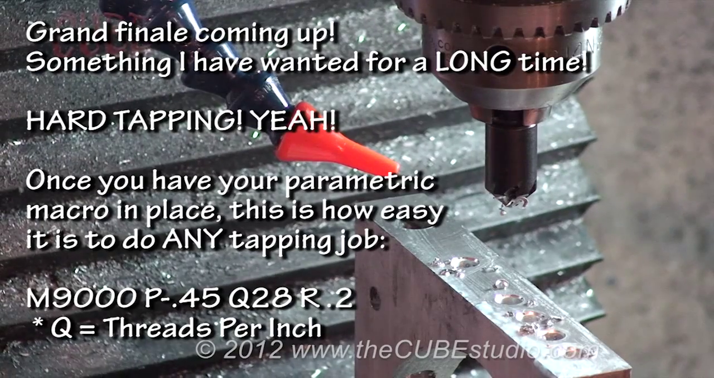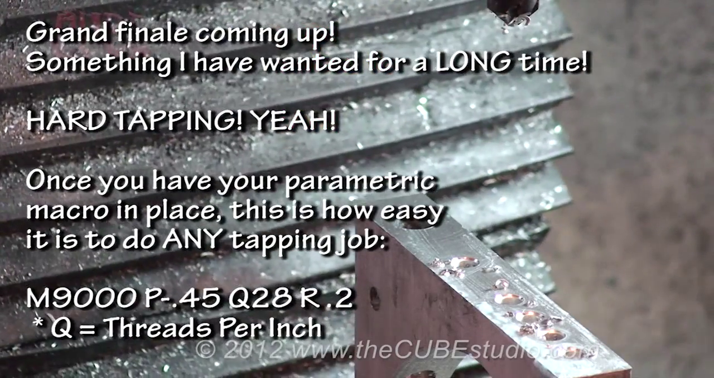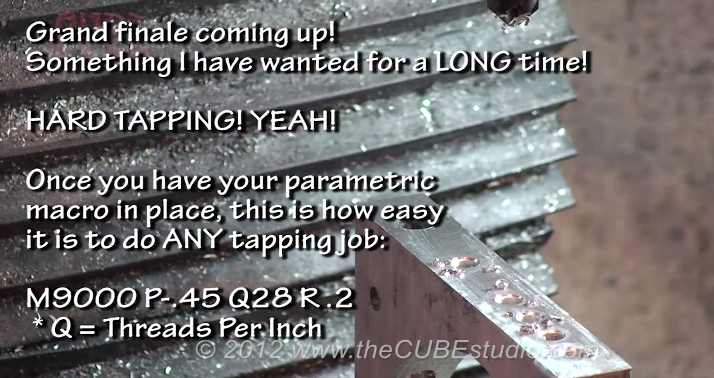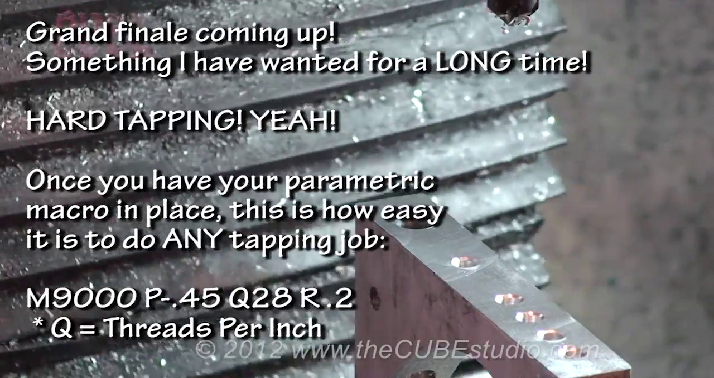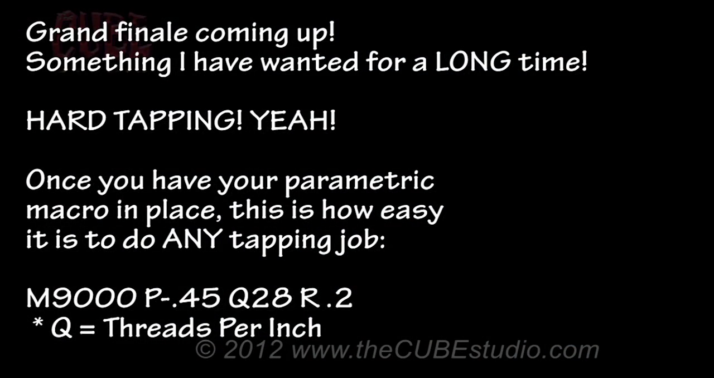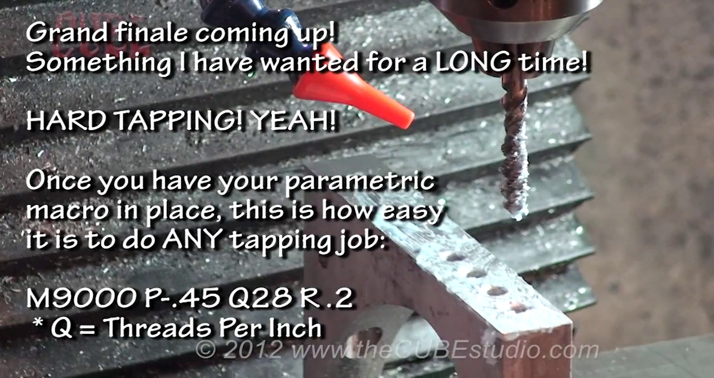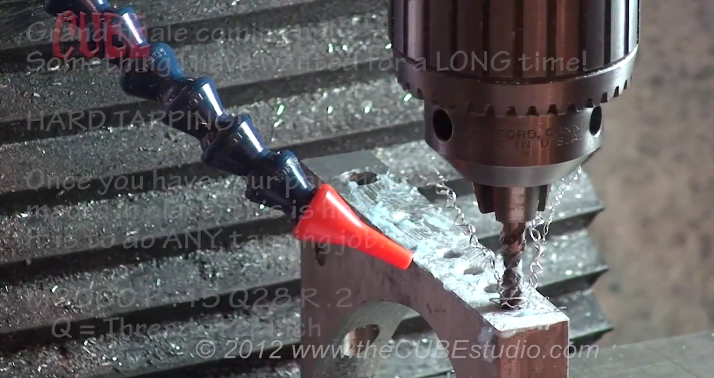Something I've wanted for a long time: hard tapping. Yeah. Once you have your parametric macro in place, this is how easy it is to do any tapping job. M9000, P minus 0.45, Q 28, R 0.2. Q equals threads per inch.